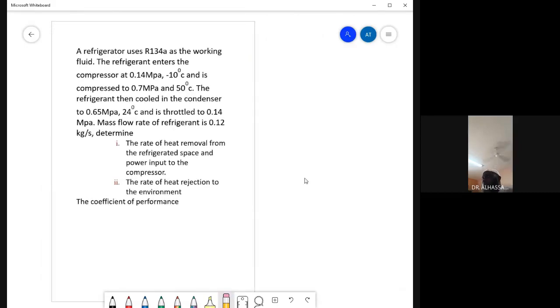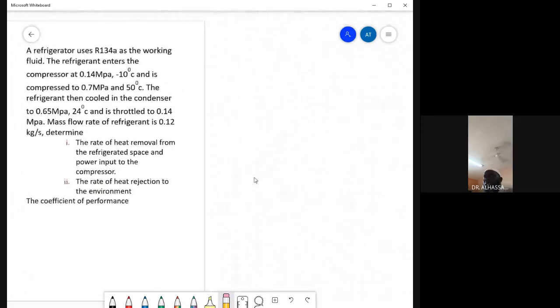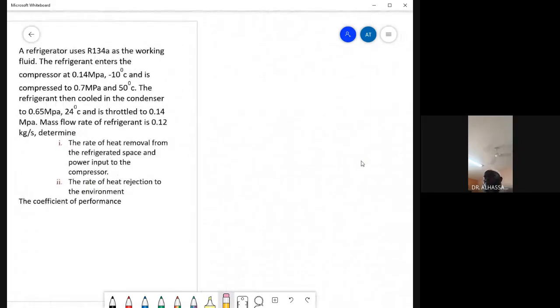Okay, so the question has just appeared. Here we are told that a refrigerator uses refrigerant. Quickly, I'll just discuss this question, how you can handle it. We are told that a refrigerator uses refrigerant 134a as the working fluid. The refrigerant enters the compressor. So quickly we can sketch our refrigeration cycle like this.